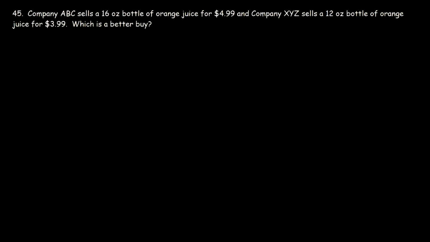45. Company ABC sells a 16-ounce bottle of orange juice for $4.99, and company XYZ sells a 12-ounce bottle of orange juice for $3.99. Which is the better buy? In order to determine which one is the better buy, we need to calculate the unit rate for each item. And we want to see which one has the lowest cost per ounce.